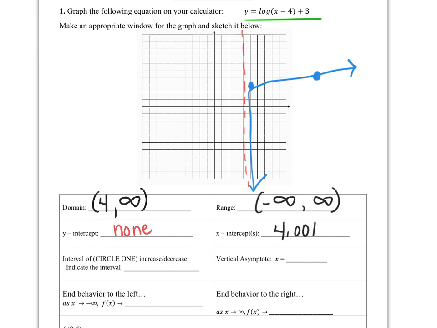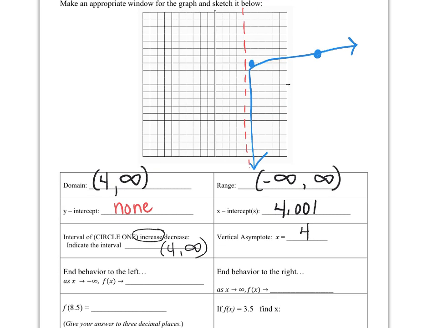Okay, interval of increase or decrease. First of all, I need to identify if this is increasing or decreasing. If I trace my pencil along this graph, it is increasing from left to right. My pencil is rising from left to right. So I would circle that this is an interval of increase. And the interval is always the same as the domain. So it is increasing along its entire domain from 4 to infinity. Vertical asymptote we found was at x equals 4.